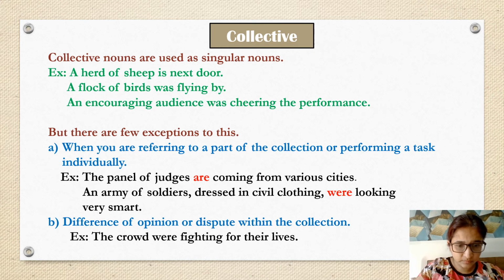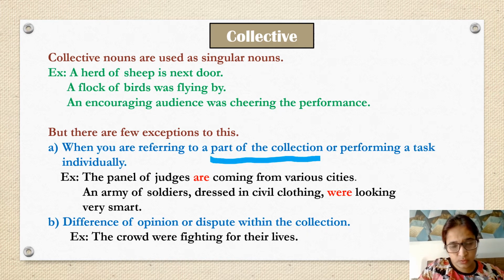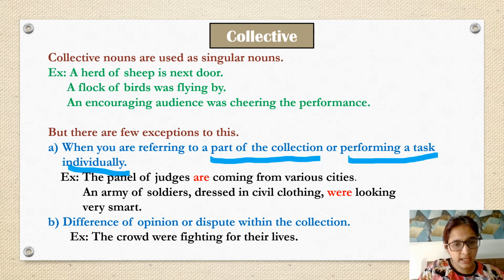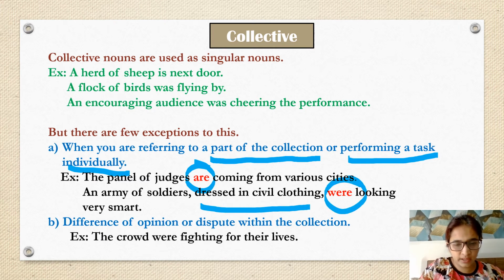First case is when you are referring to a part of the collection. When you're referring to a part of the collection or performing a task individually, in this case, instead of the singular form, we use the plural form of those nouns. For example, the panel of judges are coming from various cities. An army of soldiers dressed in civil clothing were looking very smart.